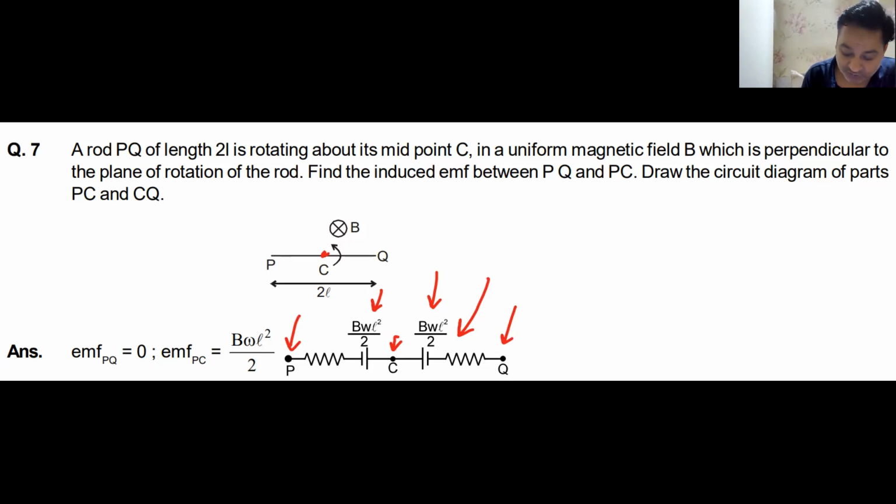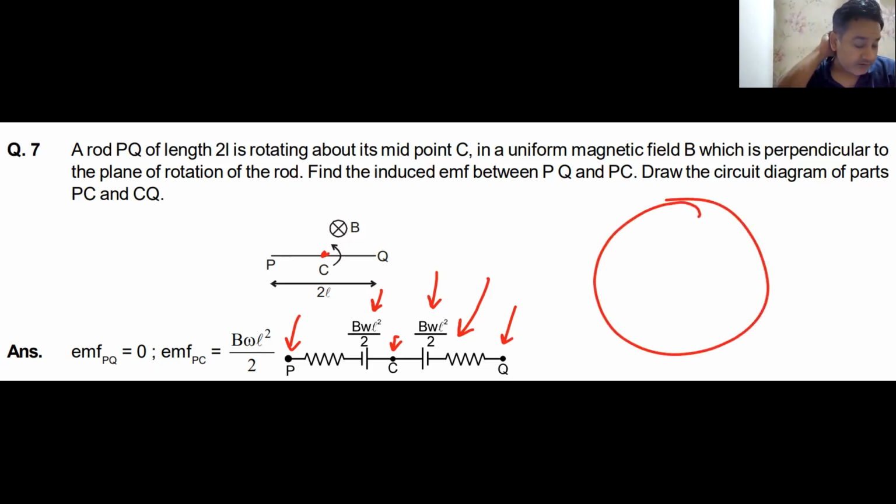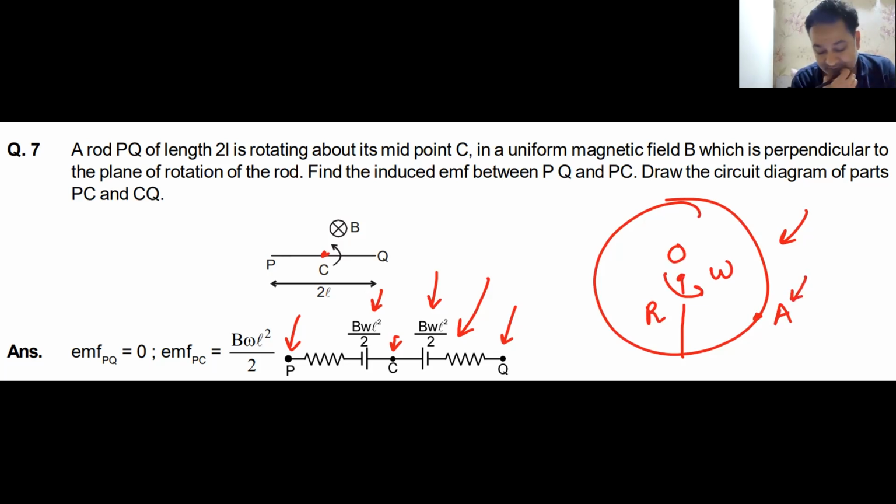Now, this question could have been put in a different way. Instead of a rod, you could have a ring of radius r rotating with an angular velocity omega. And now they can ask you what is the potential difference between the center and any point on the circumference of the ring. What is your answer now? Remember, the answer is still the same, half B omega r square.